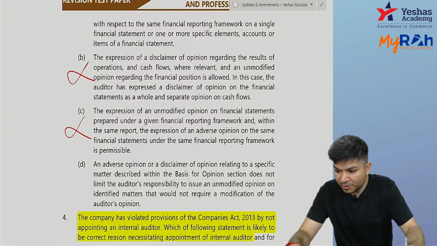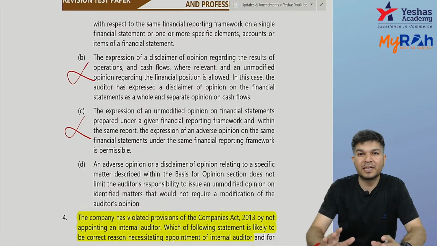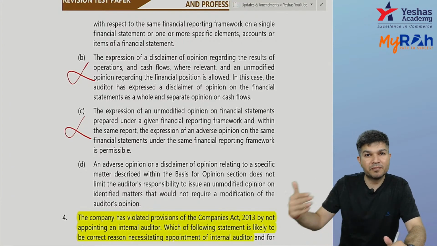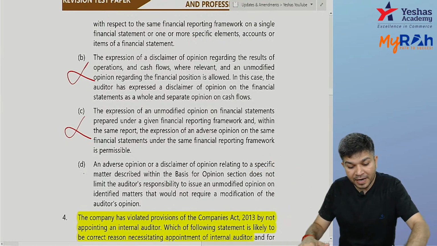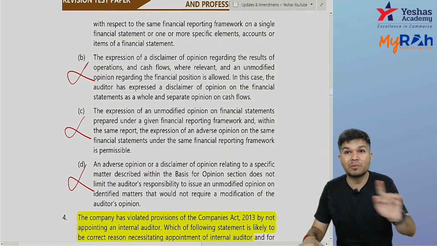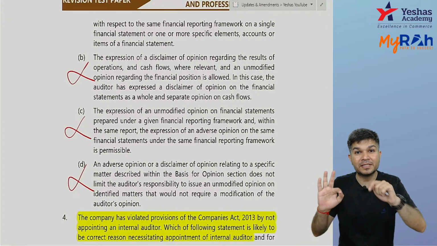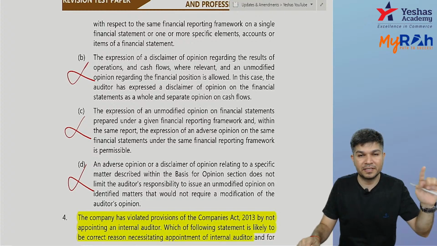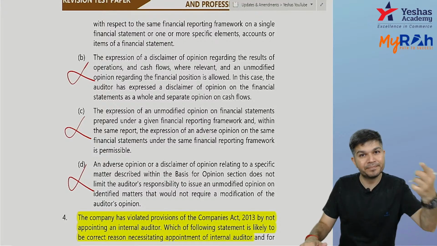An adverse or a disclaimer of opinion related to a specific matter described within the basis for opinion section does not limit the auditor's responsibility to issue an unmodified opinion. They are saying that you have already written in the basis for opinion why adverse or why disclaimer, so for other things you can give unmodified. Answer is no. So whenever the overall financial statement is adverse or disclaimer, a single financial statement cannot be unmodified. But when overall is qualified, a single financial statement can be clean.